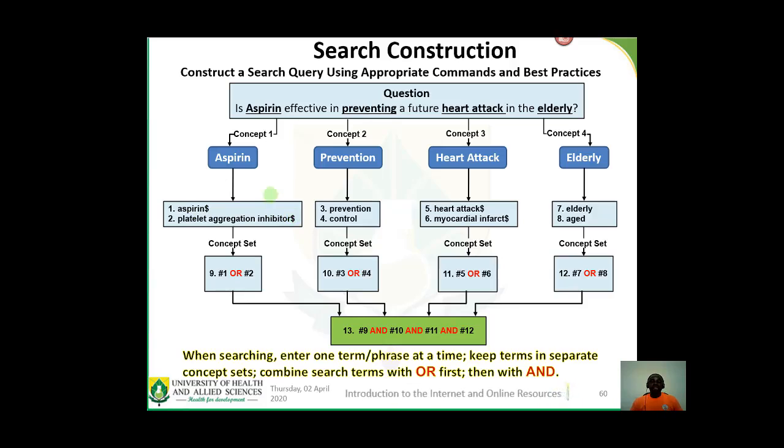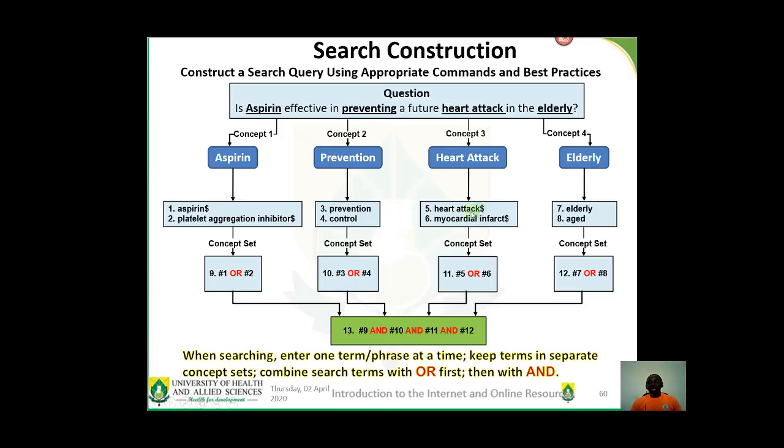So we use this symbol here. It could be asterisk or the $ sign, just to show that there may be a plural form, or there may be an extension or an inflection on this particular word that we have used. Then what about prevention? We know that usually prevention and control go hand in hand or side by side, and so somebody may use control, somebody may use the word prevention. They all come to the same thing that we are looking for.